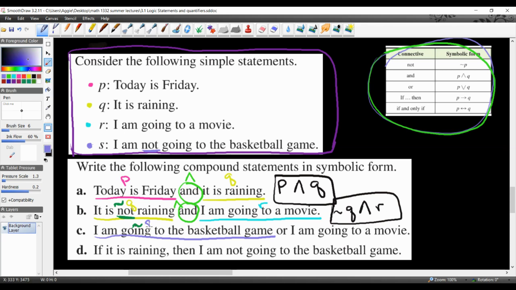So not S, okay? And then we have the word or in this one. Or is a different symbol. It's the other one, the one that goes up like a V, okay? I'm going to a movie, okay? So I'm going to a movie is R. So it looks like letter C is going to be not S or R.